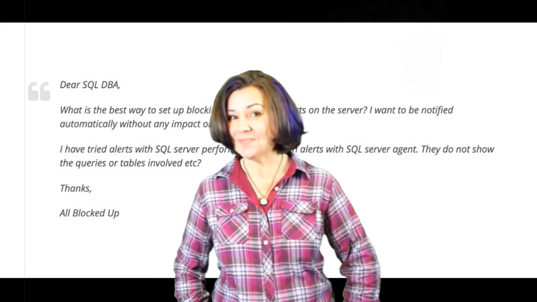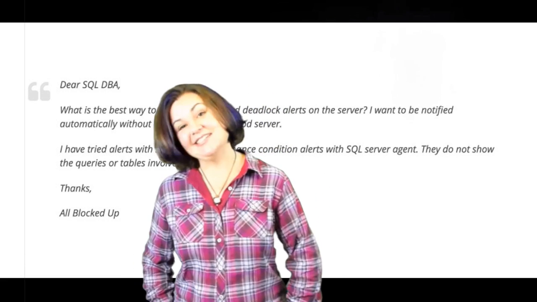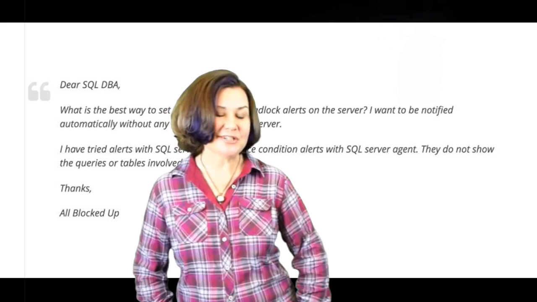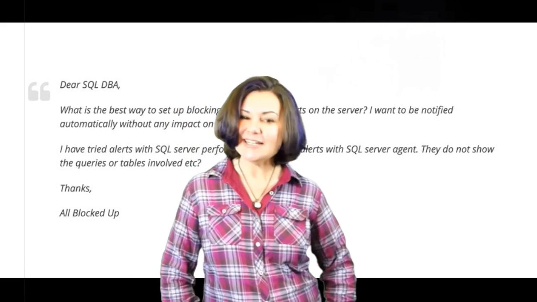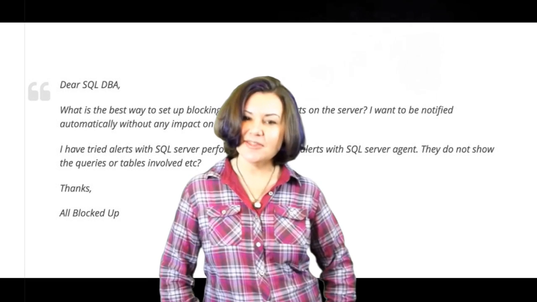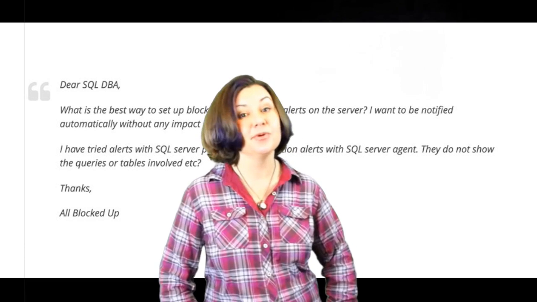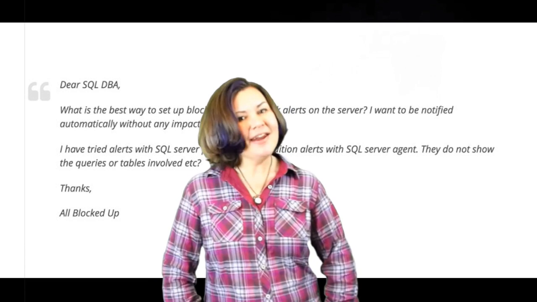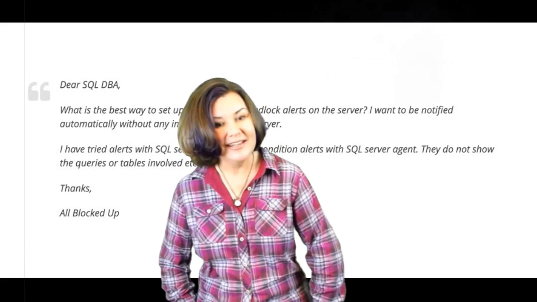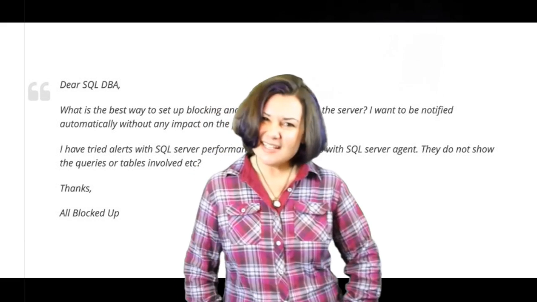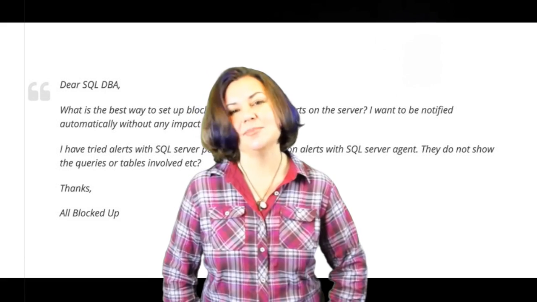I'm Kendra Little. This week, we are going to talk about monitoring blocking in SQL Server. Here's our question. Dear SQL DBA, what is the best way to set up blocking and deadlock alerts on the server? I want to be notified automatically without any impact on the production server. I've tried alerts with SQL Server performance conditions in the SQL Server Agent, but they don't show the queries or the tables involved, etc. Thanks, all blocked up.